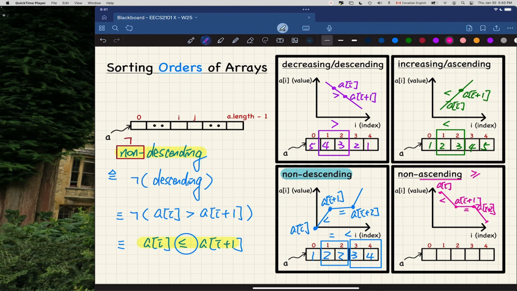The example will be 4, 3, 2, 2, 1. So you can see again, this will be the equal here. And this will be the trending downwards. Like that. All right, any question about the definition?